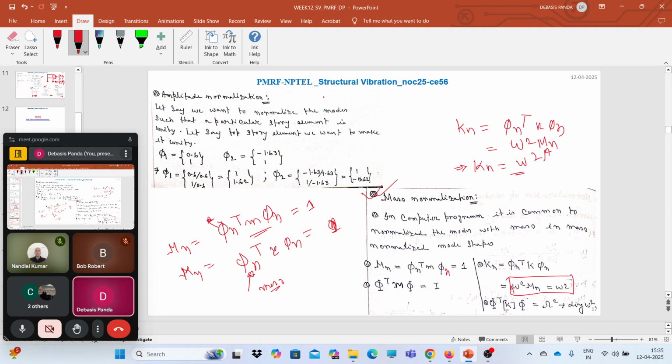Say for example, for a two DOF system, they will give you the mass normalized mode shape, this one is phi 1, this one is phi 2. They will give you the K matrix also. Now they will ask what should be the value of omega. How can you find it out? You just need to find Kn, that means phi n transpose K phi n, and this will give you the omega value, because we have already established the relation. So this relation is also important. One question will definitely come from here.